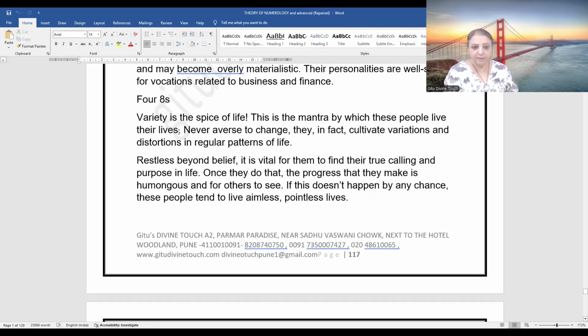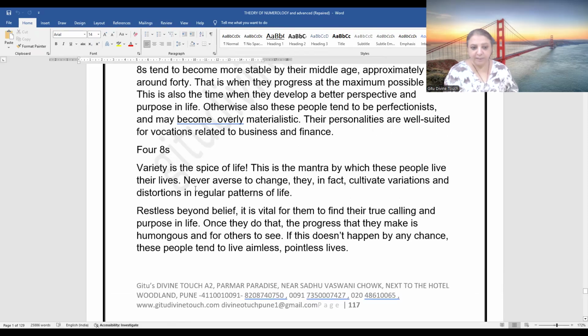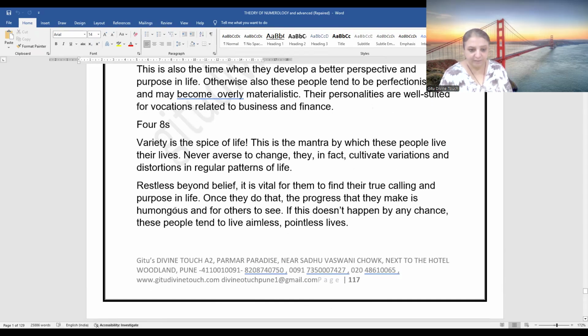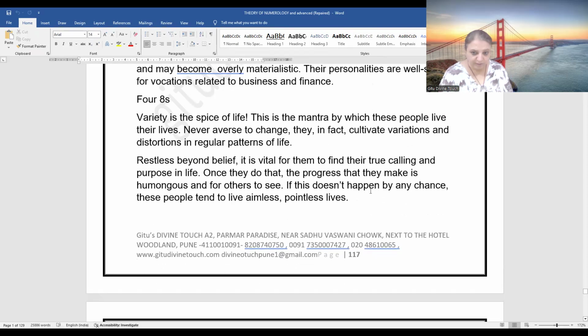Four 8s: variety is the spice of life. This is the mantra by which these people live their lives. Never averse to change, they in fact cultivate variations and distortions in the regular pattern of life. Restless beyond belief, it is vital for them to find their true calling and purpose in life. Once they do that, the progress that they make is humongous and for others to see.